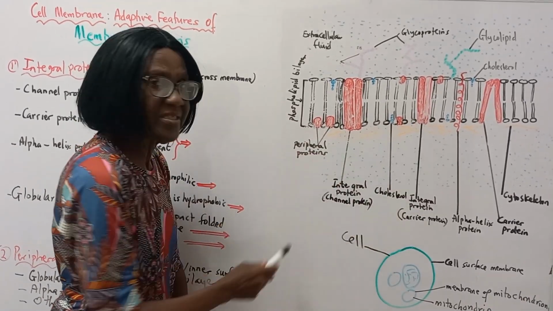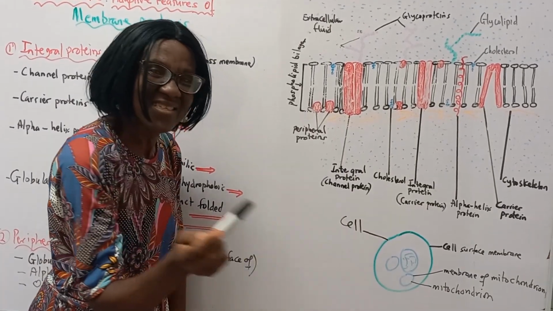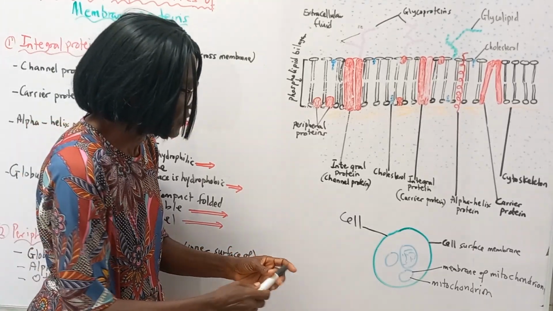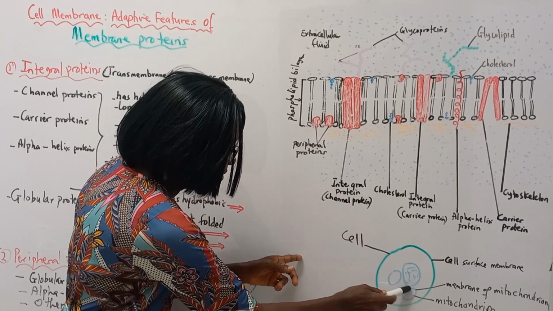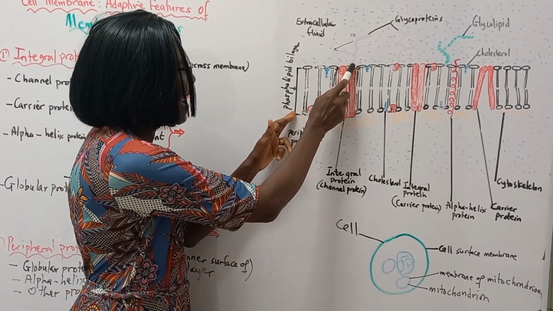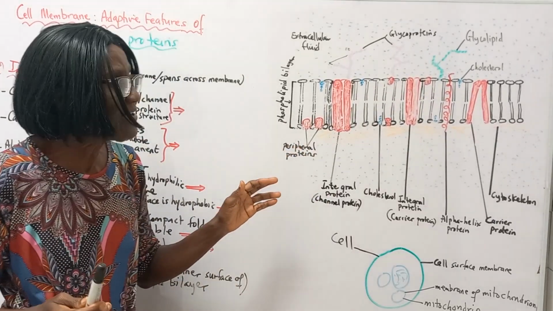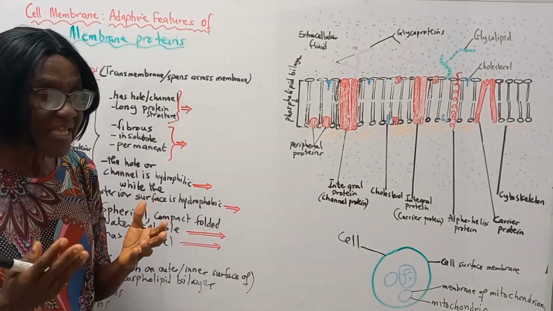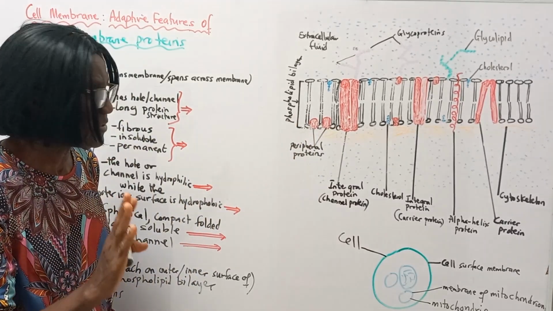The structure of it is not too different from the membranes of organelles like mitochondrion, vesicles, vacuoles. The major difference between the cell surface membrane and the membrane of an organelle is that the cell surface membrane has glycoproteins and glycolipids, which we discussed in our lesson on structure and function of cell membranes. Today, we are looking at the adaptations of membrane proteins, specifically.